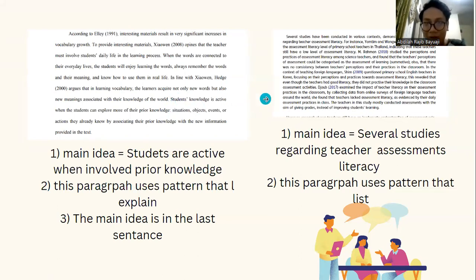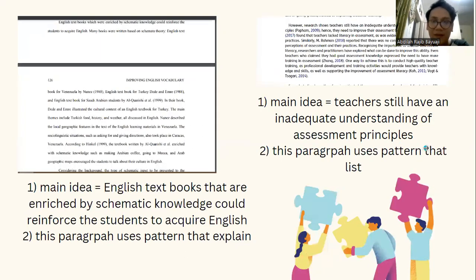Okay, let's move on to the second paragraph of the second article. The main idea of this paragraph, I'm sorry, is that there are several studies regarding teachers' assessment literacy. Where do I find this? The main idea is stated in the first sentence, because the sentences after it are the supporting details. For instance, and the for instance is also a signal word that this paragraph uses the pattern of list. Okay, let's move on.